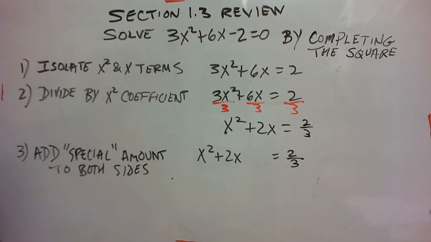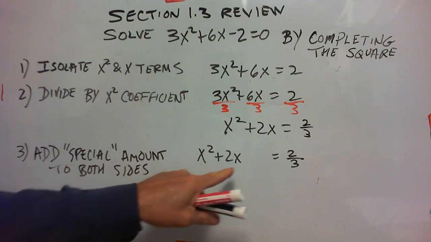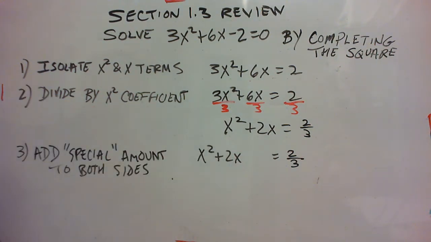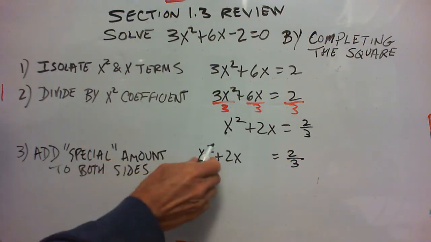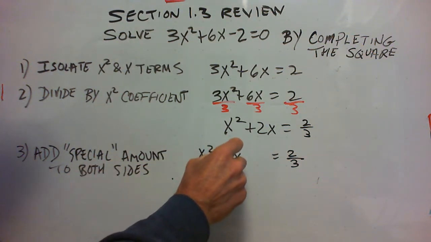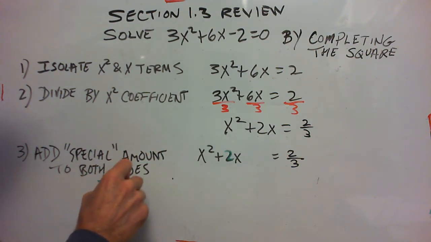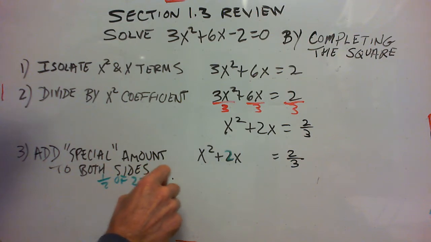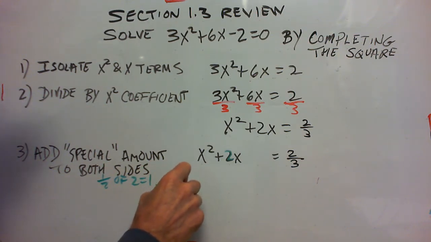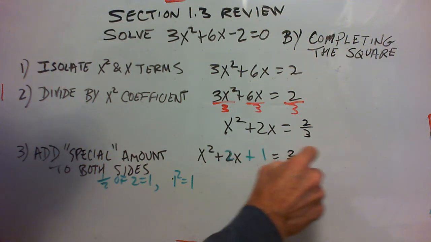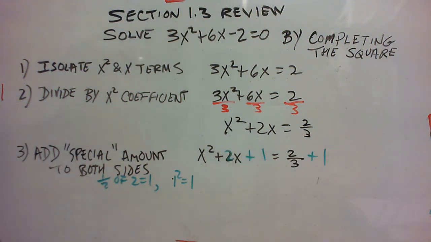Your next step is to add this special amount to both sides that's going to make the left side a perfect square. Now the special amount, if you can try to remember this, we take half of the coefficient on x, which is 2. 1/2 of 2 is 1. Then we square that result. 1 squared is 1. That's our special amount. We add that to both sides.